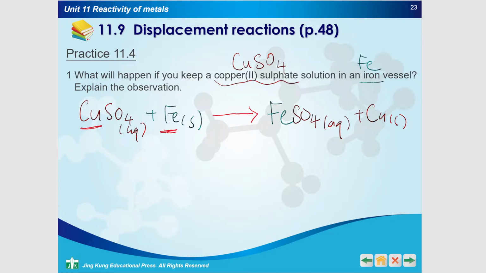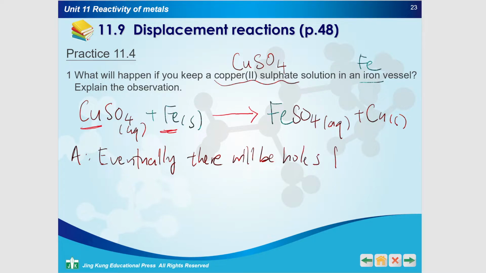So this is the chemical equation. Now let's answer the question. It says, what will happen if you keep it in an iron vessel? Eventually, you could say, there will be holes formed in the iron vessel. And a lot of people stop their answer here. Now, you're not answering the question. You've only answered the first part of the question.